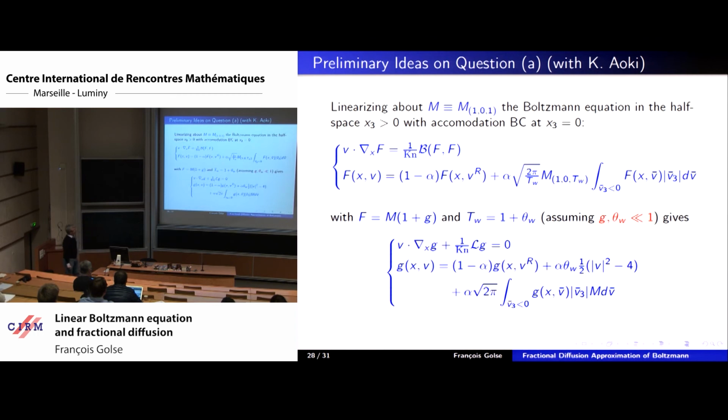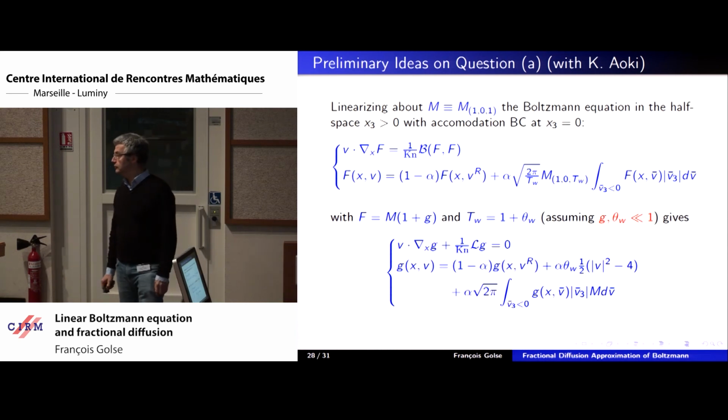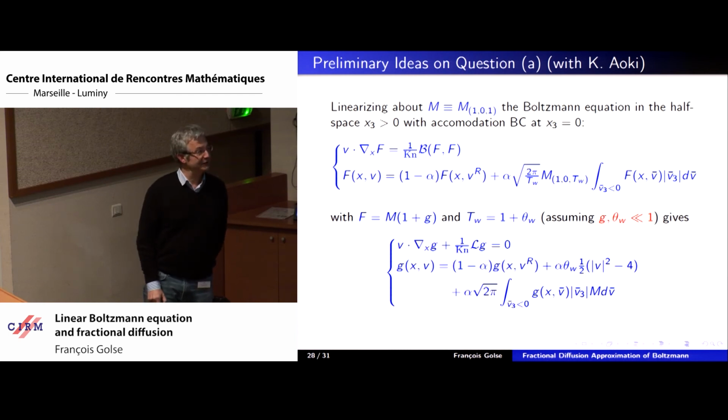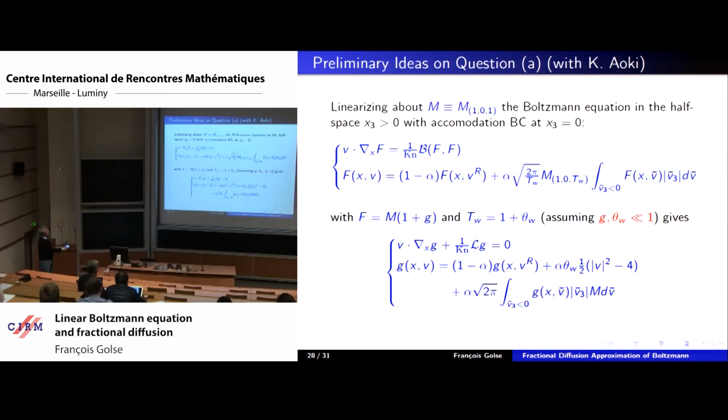The accommodation boundary condition tells you that of the gas molecules impinging on the interface, a proportion 1 minus alpha is reflected specularly on the interface. So V_R is the velocity transformed from V by specular reflection on the interface, right? And then you have a term that looks very much like the Lambert reflection law, which goes by the name of diffuse reflection in the Boltzmann equation literature. So you take the flux of outgoing particles.